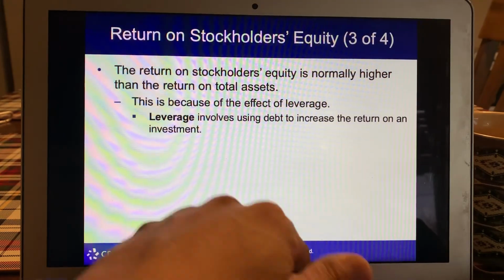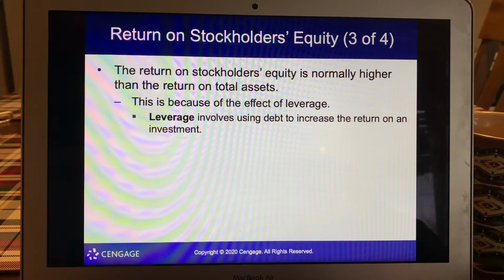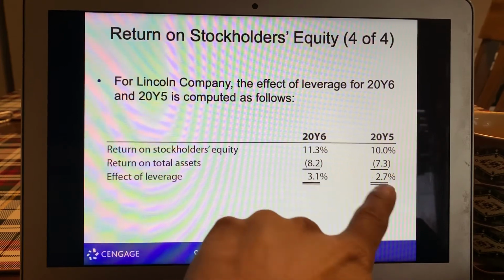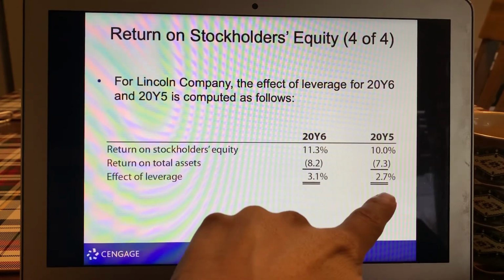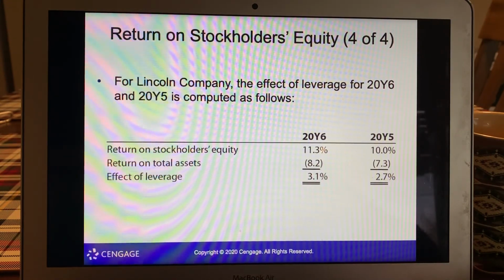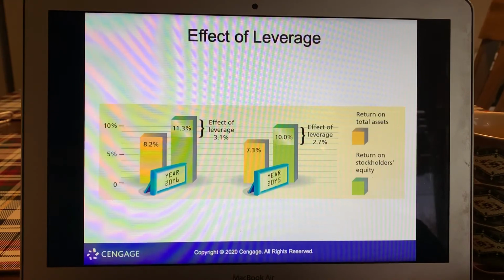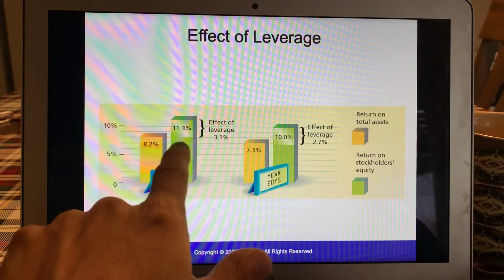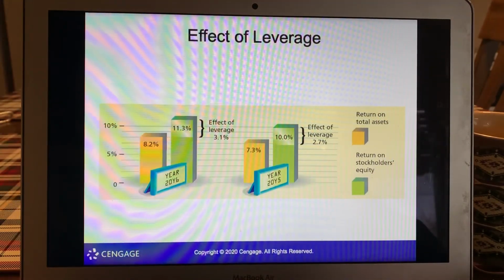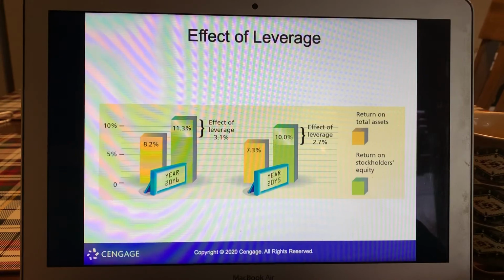Okay, so the return on stockholders' equity is normally higher than the return on total assets. This is because of the effect of leverage. Leverage involves using debt to increase the return on an investment. So this year the return on stockholders' equity was 3.1%, previous year was 2.1%. Okay. So let's see, effects of leverage 2016. The leverage difference was 3.1%, and on this side was 2.1%. Okay, this is a really good graphic of what that would look like.